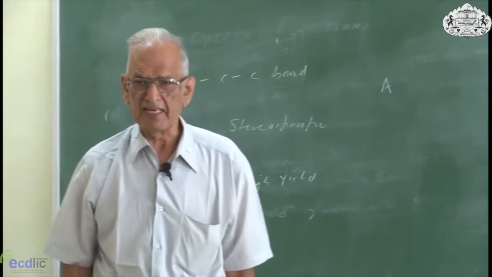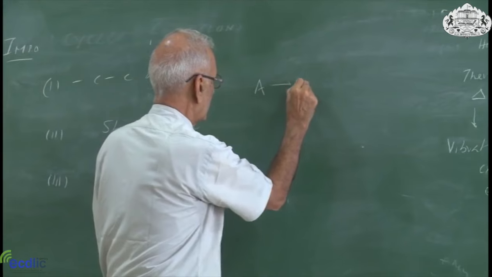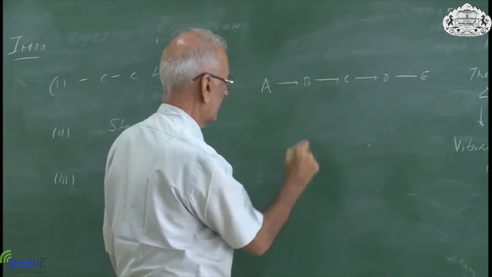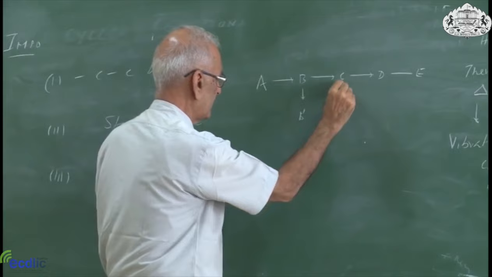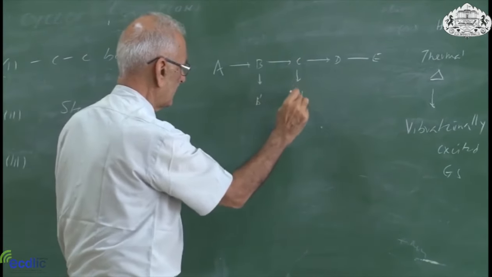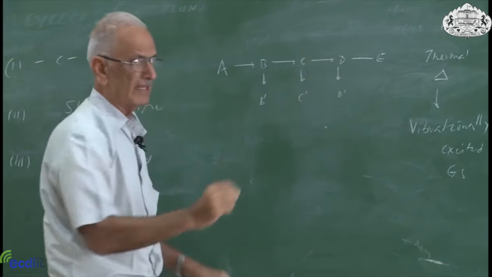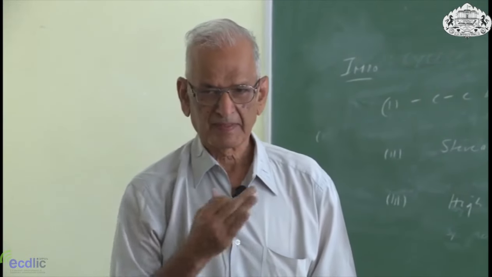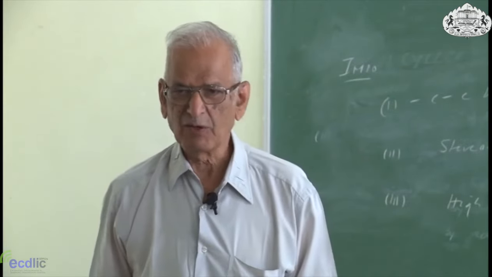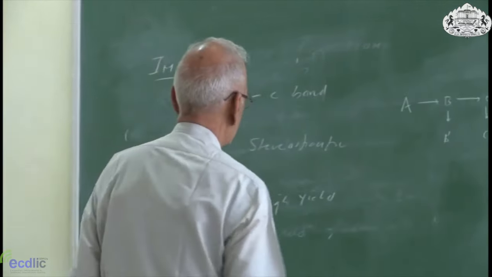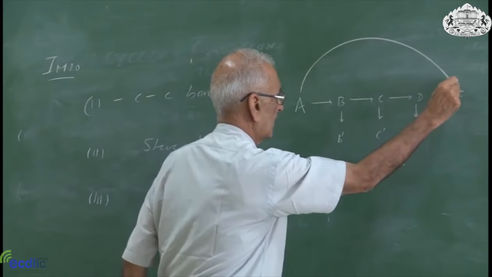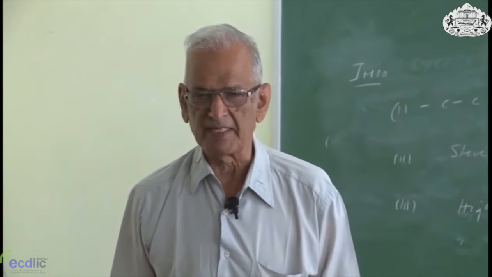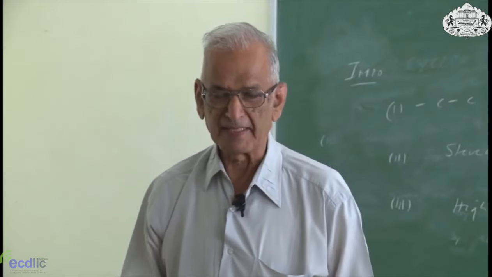If I am looking at an ionic reaction, A gives me B, B goes to C, C goes to D, D goes to E. Then B will give me some impurity B dash, C will give me impurity C dash, D will give me impurity D dash. So, besides E, I will get B dash, C dash, D dash. Therefore, you will have low yield. But in a pericyclic reaction, no intermediates are involved. You directly go from A to E, no intermediates. There will be A and E, but nothing else.